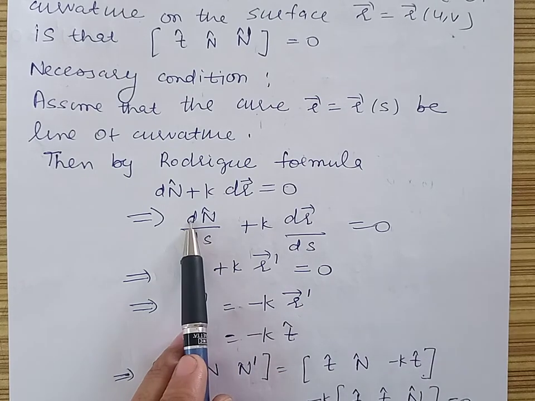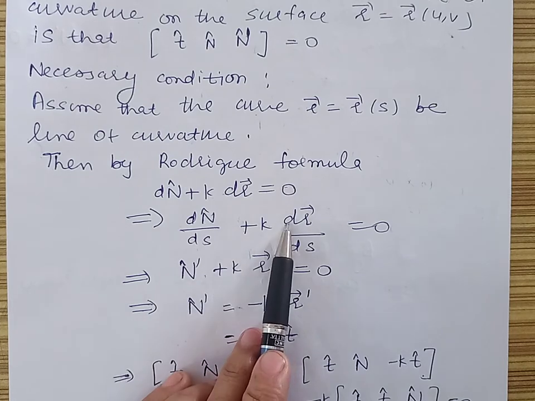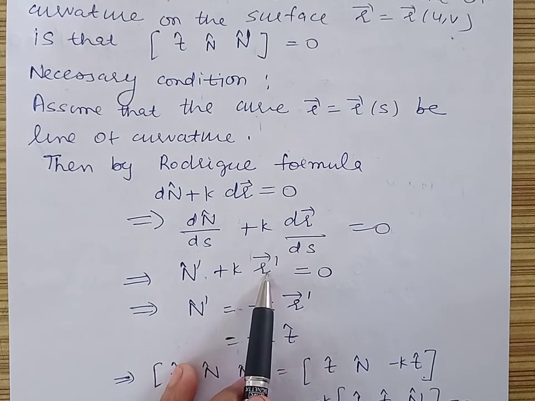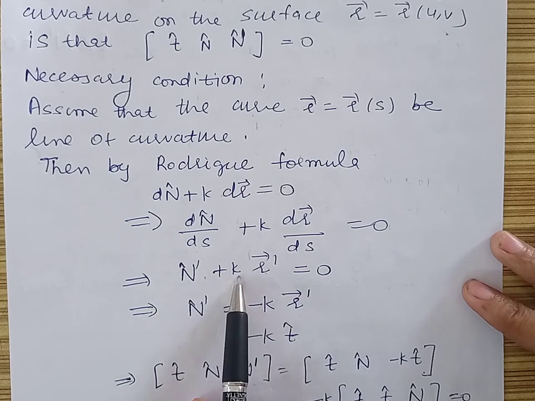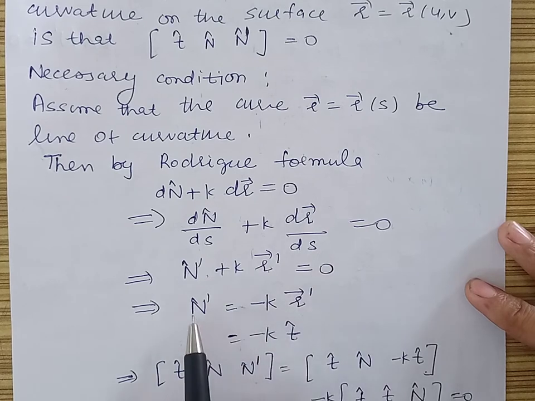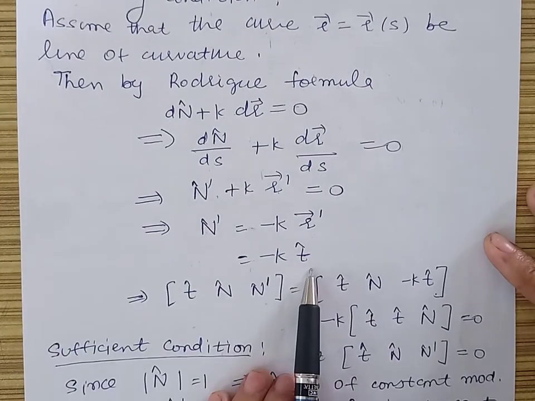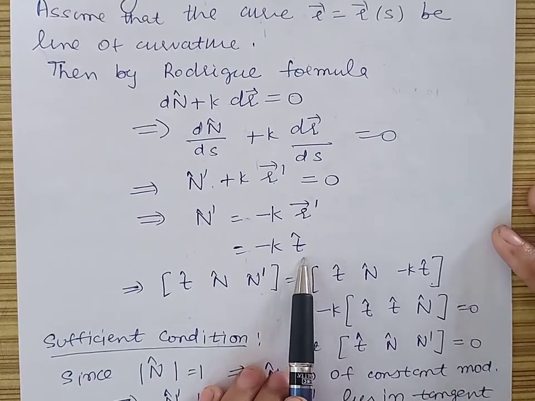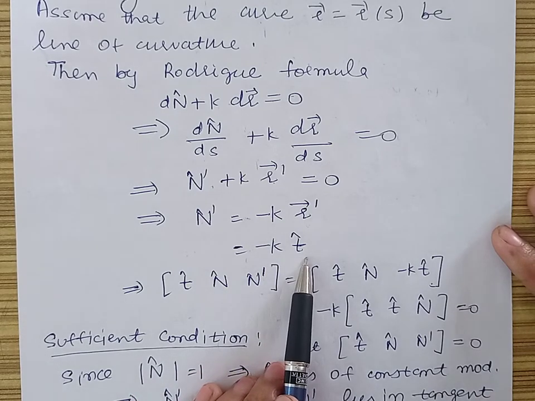Now the derivative of n with respect to s is denoted by n dash, and dr by ds is denoted by r dash. So from here we get n dash plus kappa r dash is equal to 0. It means n dash is equal to minus kappa into r dash. Now r dash is the unit tangent vector, which is denoted by t cap. So we have obtained n dash is equal to minus kappa into t cap.